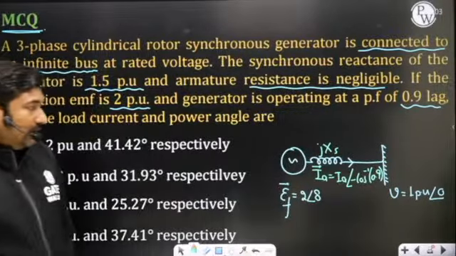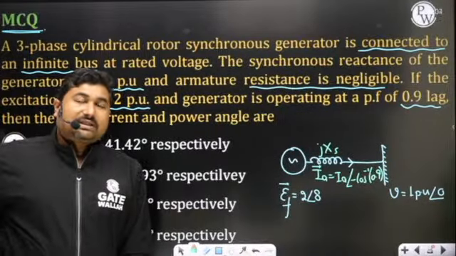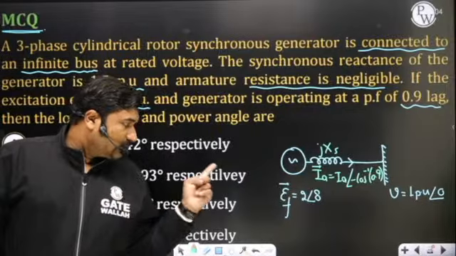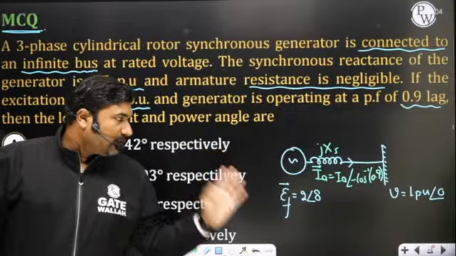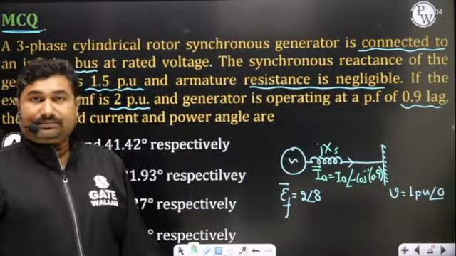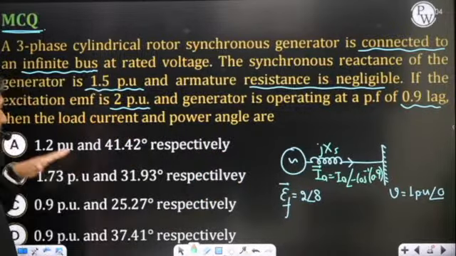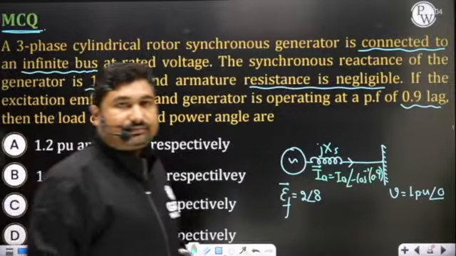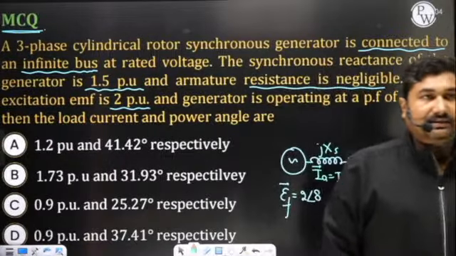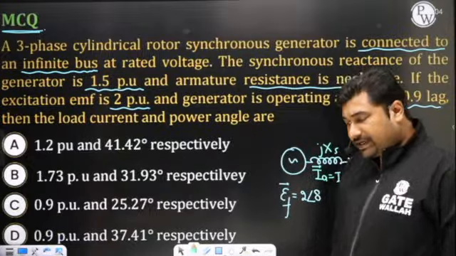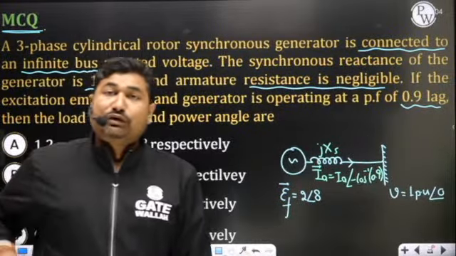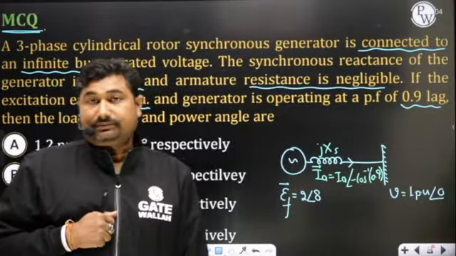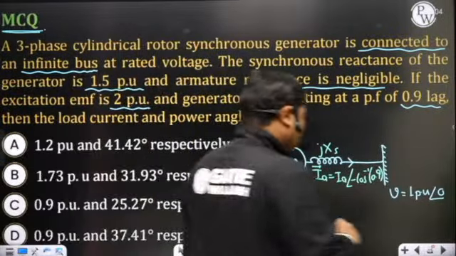Now if I observe this, there are two unknowns. One is the load angle delta, which is not known to us. The other is the armature current. Both are being asked in this question. The greatest advantage of a phasor equation is that a single phasor equation is capable of solving two different unknowns. How sir? Please see.